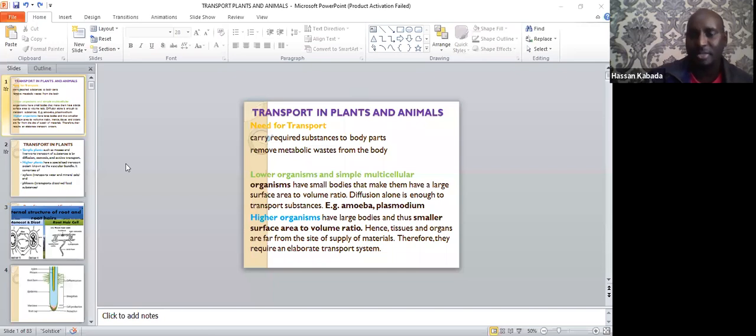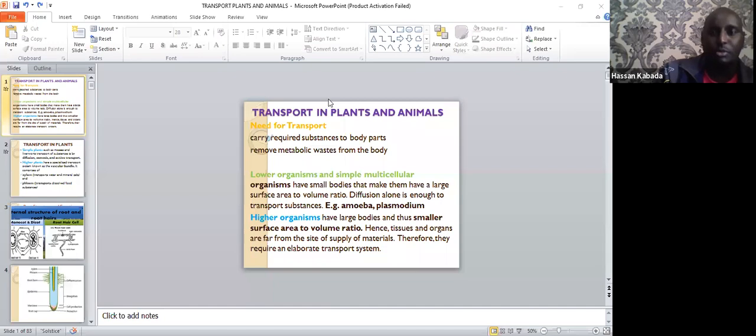So what does that mean? It means they have to be moved. So how do we define transport? Because that's one of the specific objectives of this topic, to be able to define transport. So transport is defined as movement of materials or substances from one part of the organism's body to another part of the organism's body. That is what we mean by transport as far as biology is concerned.